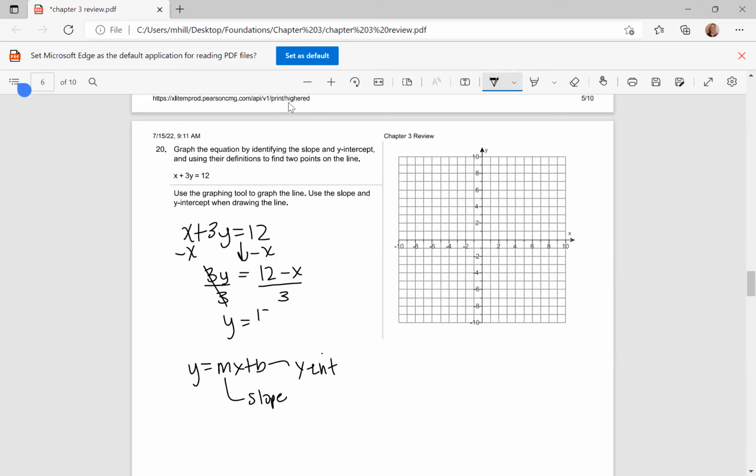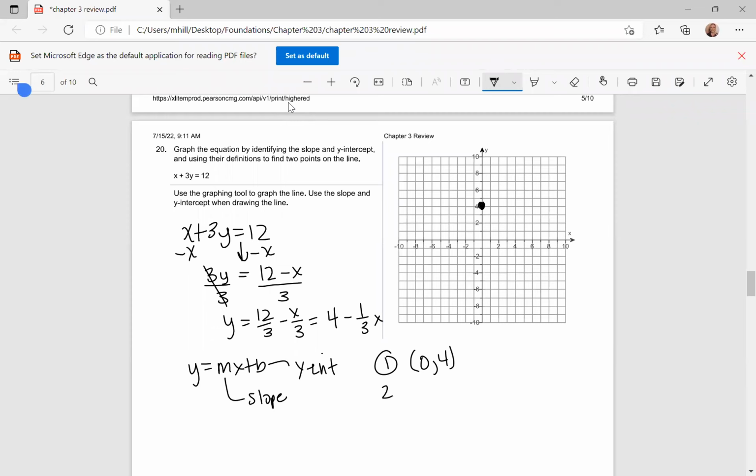So y is equal to 12 over 3 minus x over 3. And then we want to simplify that as much as we can. So 12 divided by 3 is 4. And then we want to write that as minus 1/3 x. And so we want to do our y-intercept first, and our y-intercept is going to be the point (0, 4). So we'll go to (0, 4) and plot that.